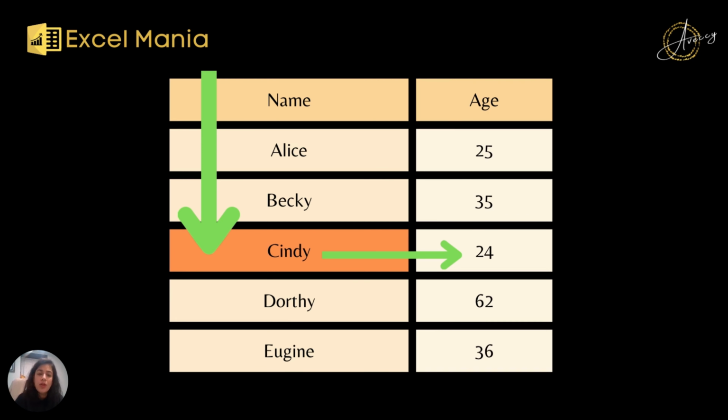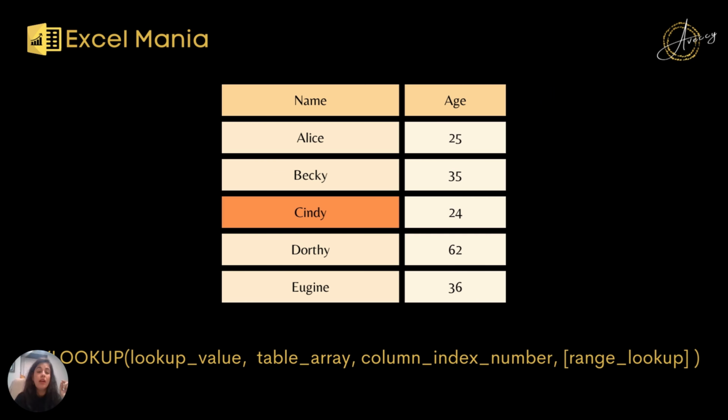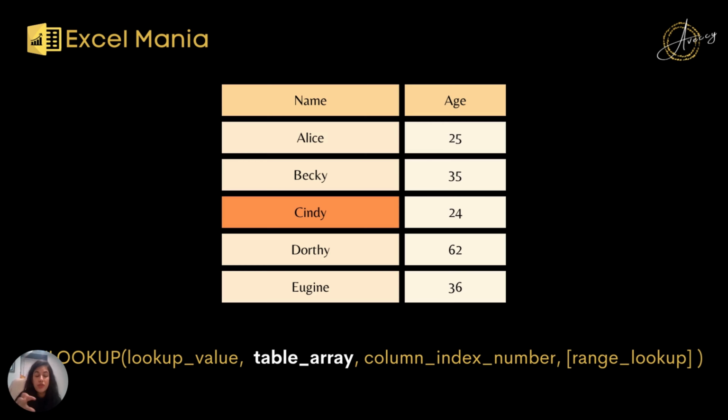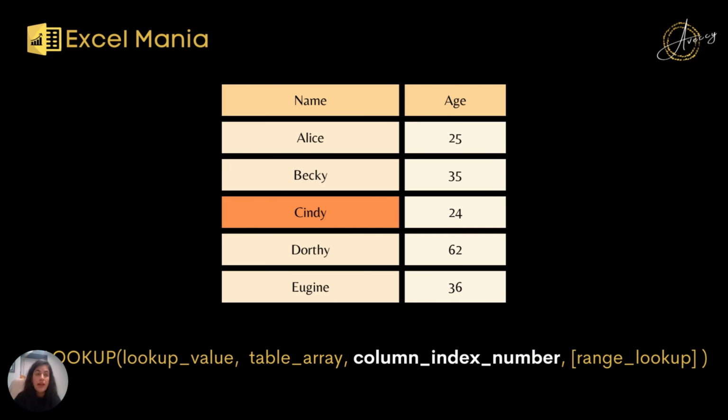So similarly, VLOOKUP also takes three major arguments. So first is the lookup value. Lookup value in this case is Cindy. Then it needs to know the table array where it needs to look the information for. And then the column index number, that is the column from which it needs to return the value. So in this case, it will be 2. Now range lookup is something that we will look into later.